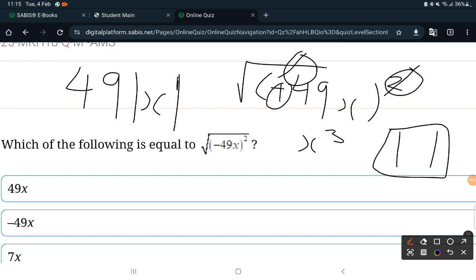So your final answer will be 49, and then the x is in the absolute value, because as I said, you add this when the variable has an odd exponent. 1, 3, 5, 7, 9. They're all odd numbers.